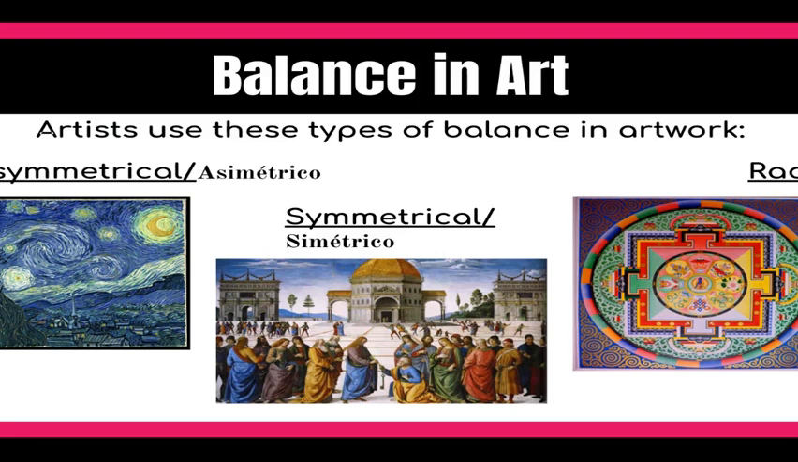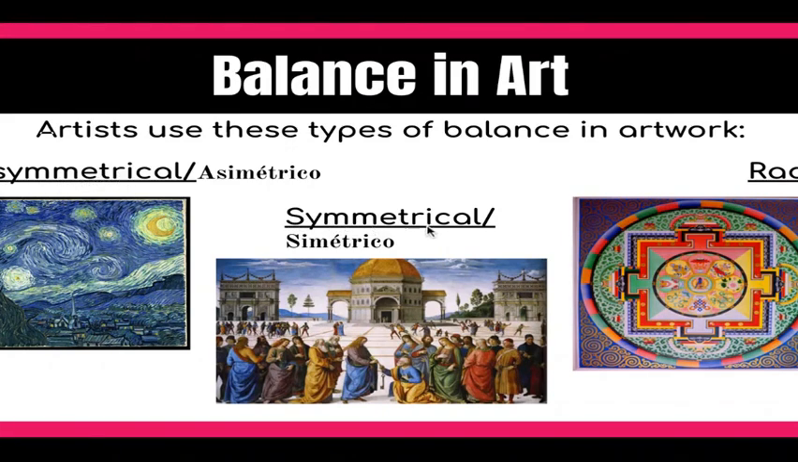Balance in art. Artists use these types of balance in artwork. Asymmetrical. This is an example of an asymmetrical artwork. We have a tree here and the moon here. The tree is clearly bigger than the moon. It is not the same as having a tree here, so it is asymmetrical.